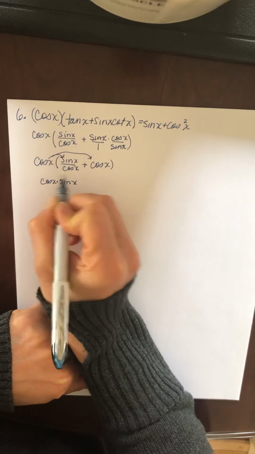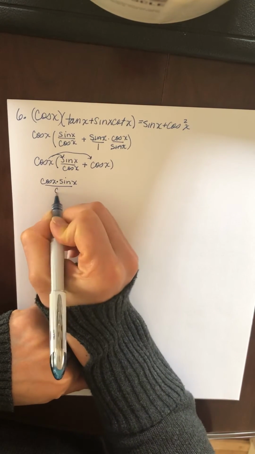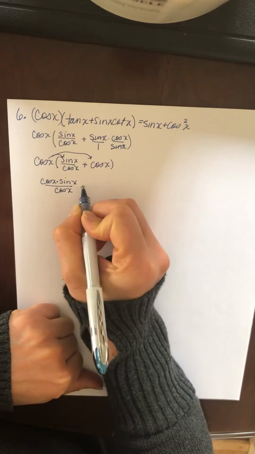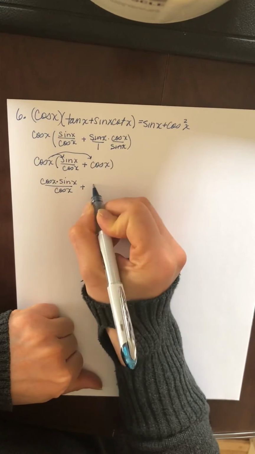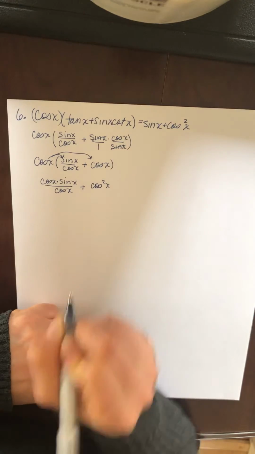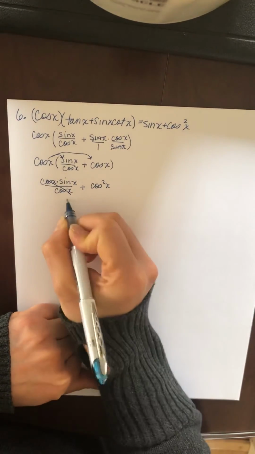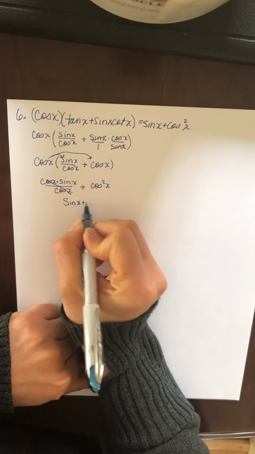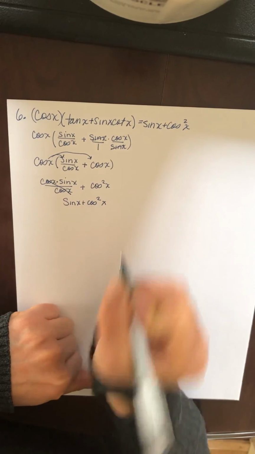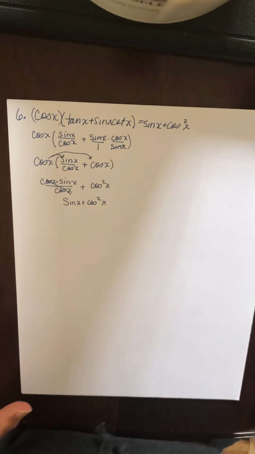Remember, tops with tops, bottoms with bottoms, over cosine. Cosine of x times cosine of x is cosine squared x. Okay, and these reduce. And that's awesome because we wanted it to say sine of x plus cosine squared, and we got it. So there's your proof for number 6.